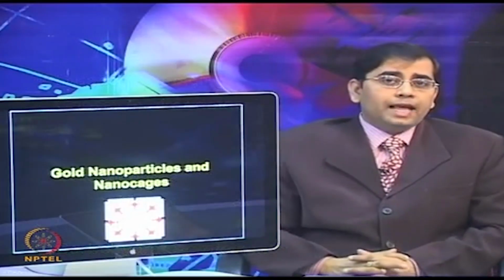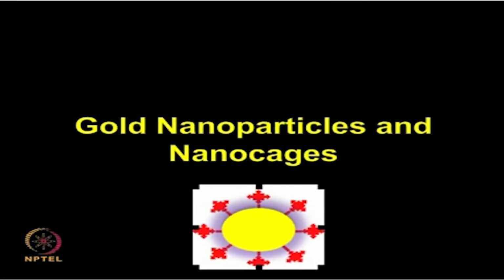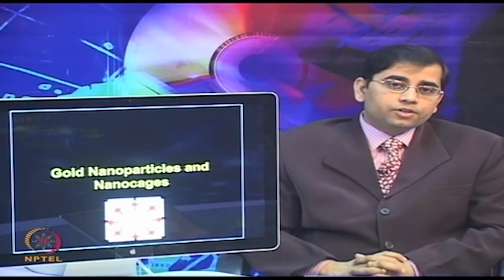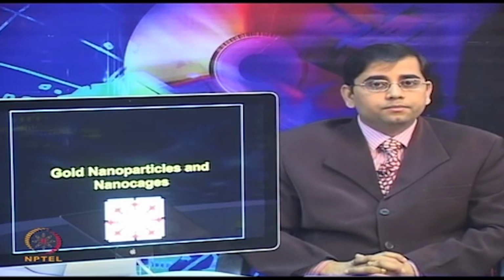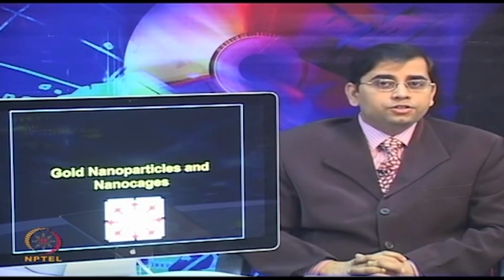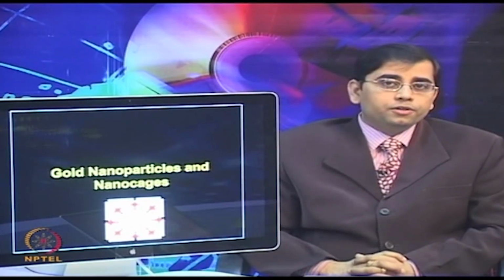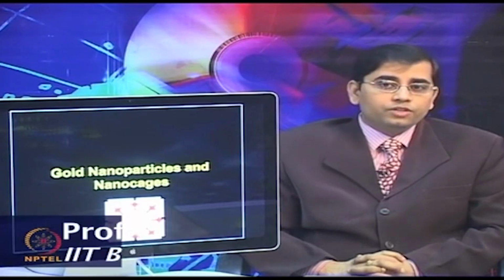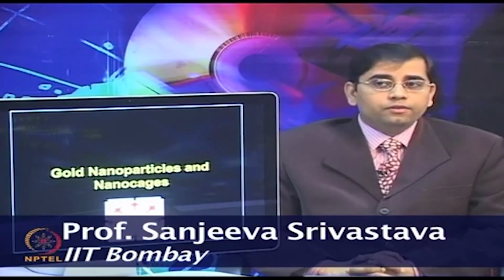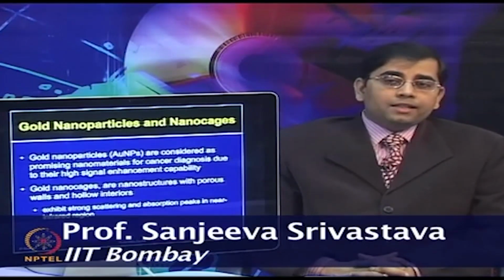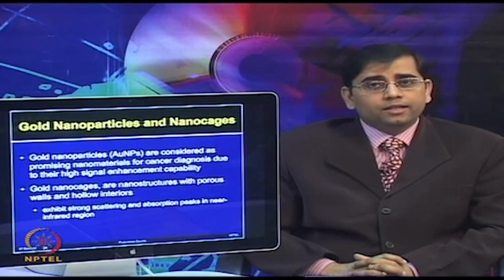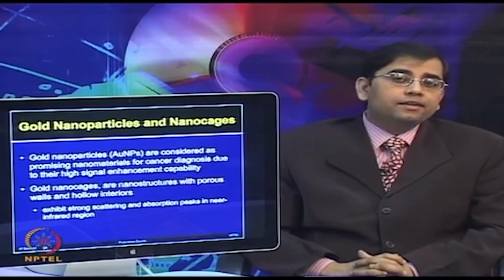Let us now move on to another platform, gold nanoparticles and nano cages. The gold nanomaterials have shown versatile biomedical applications due to their attractive structural and physicochemical properties. The size of gold nanoparticles determines the proportion of absorption to scattering. Biological imaging requires a very high scattering cross section, which is achieved by increasing the size of the nanoparticles. So, these gold nanoparticles and nano cages are considered as promising nanomaterials for cancer diagnosis because of their high signal enhancement capability.